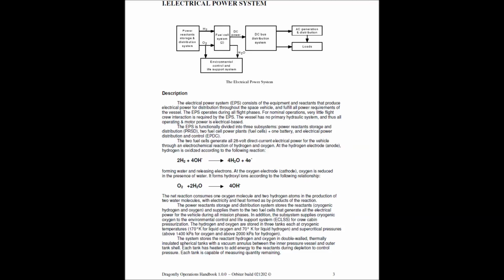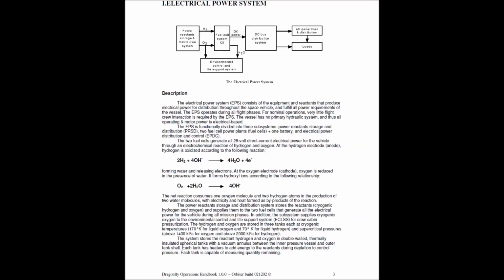The power reactant storage and distribution system stores the reactants, cryogenic hydrogen and oxygen, and supplies them to the two fuel cells that generate all electrical power for the vehicle during all mission phases. In addition, the subsystem supplies cryogenic oxygen to the environmental control and life support system, or ECLSS, for crew cabin pressurization. The hydrogen and oxygen are stored in three tanks each at cryogenic temperatures, 170 Kelvin for liquid oxygen and 70 Kelvin for liquid hydrogen, and supercritical pressures above 1400 kPa for oxygen and above 2000 kPa for hydrogen.